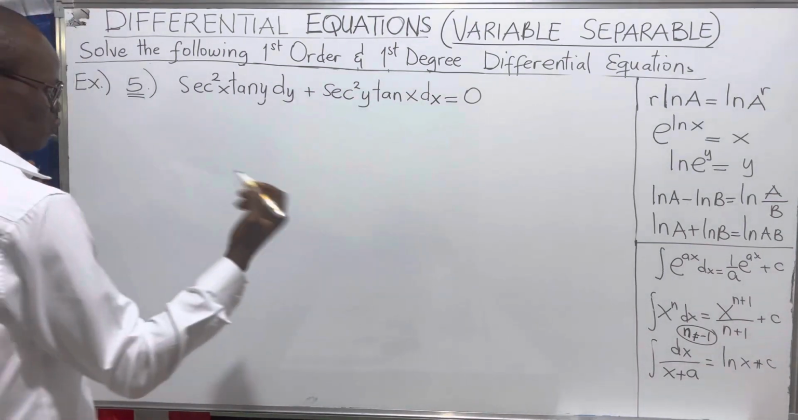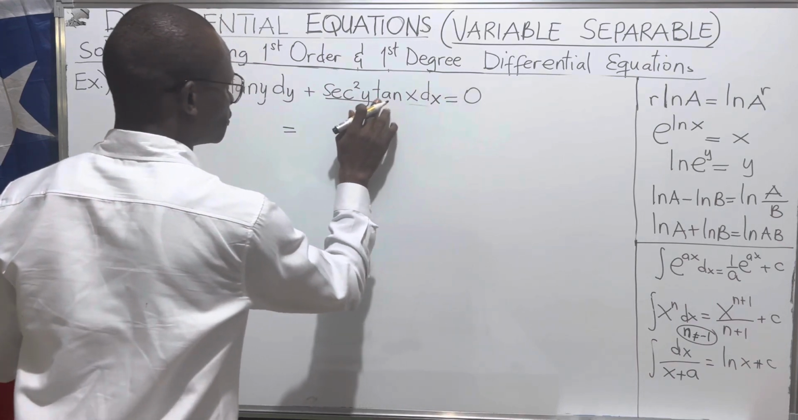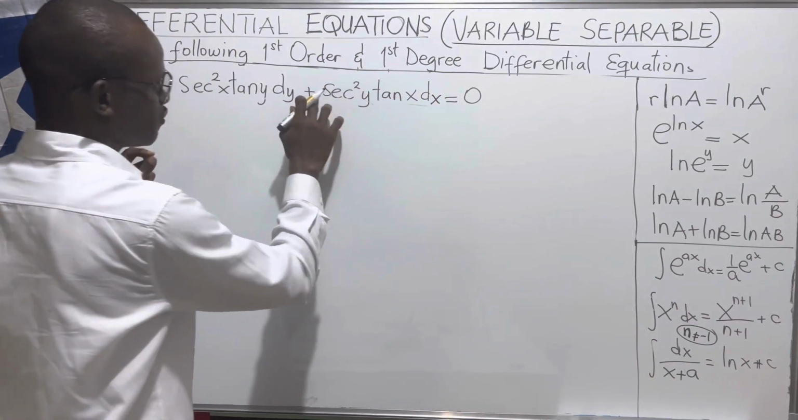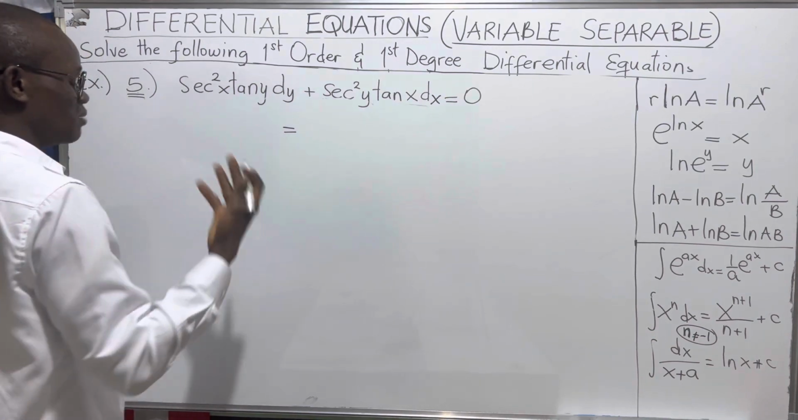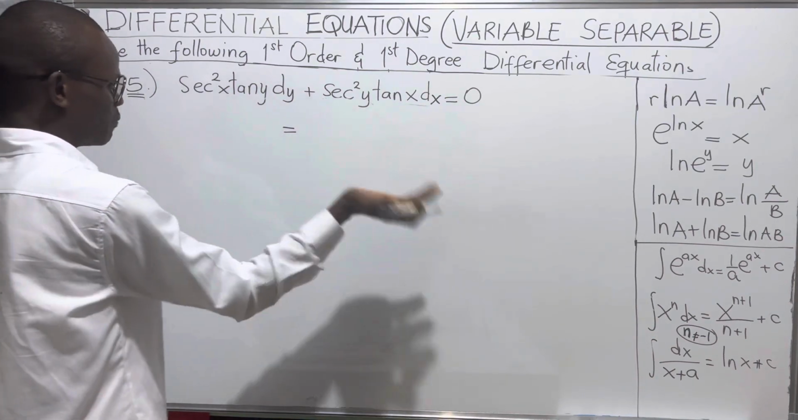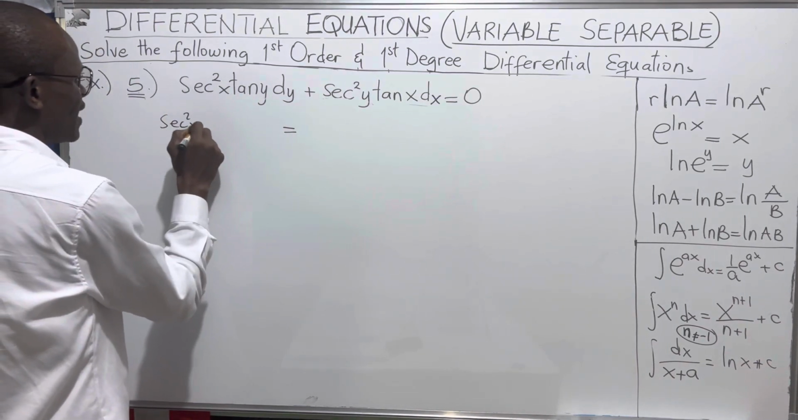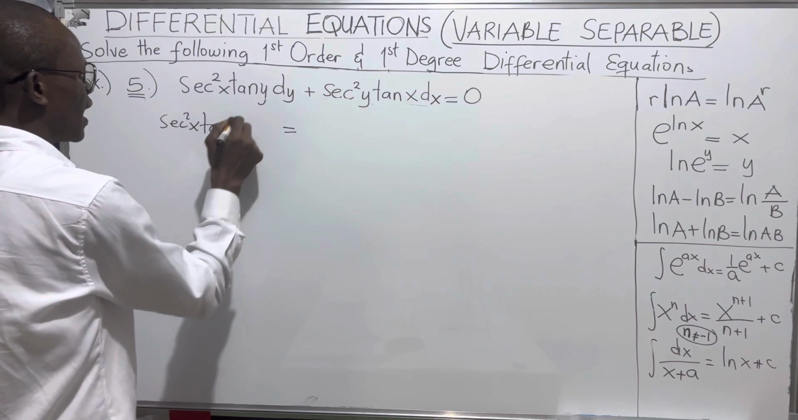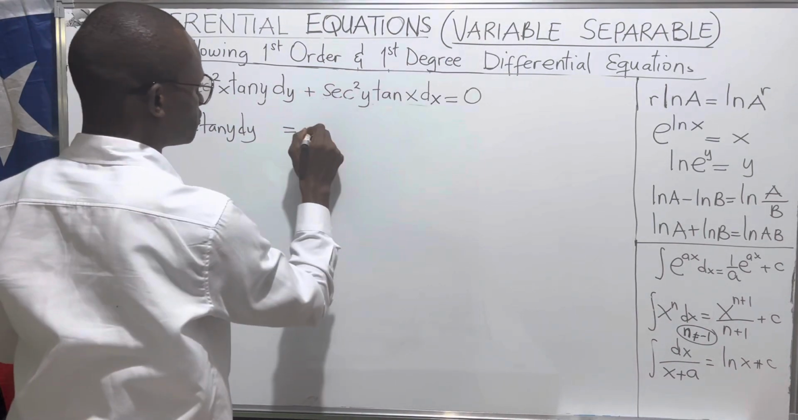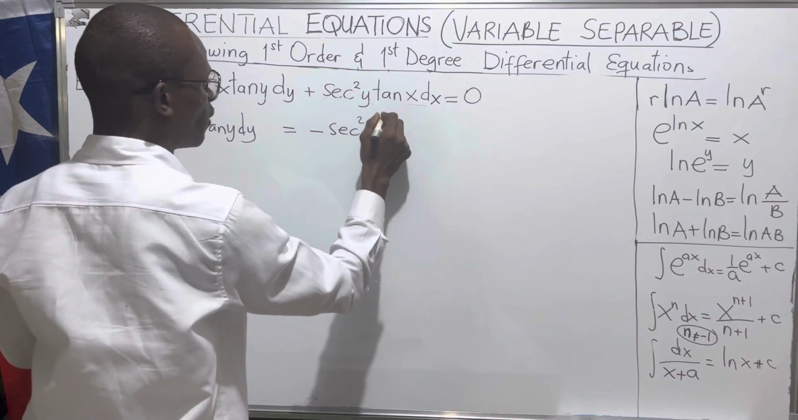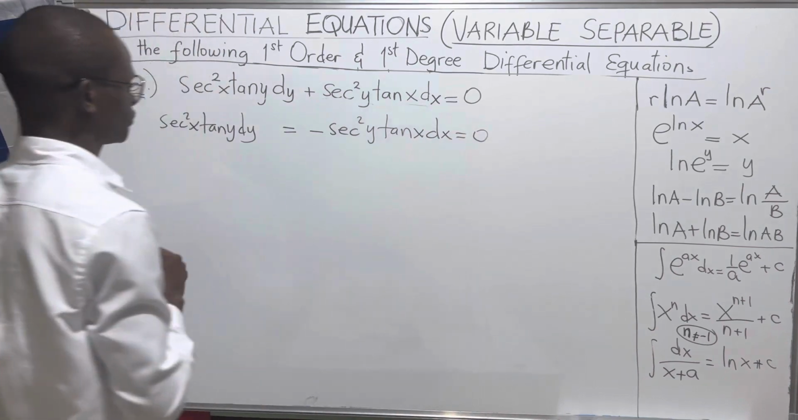So let's go. Again, we want to separate the variables. Since we know that y is the name of the function, we always want to have y on the left hand side of the equation, so that it makes some sense, though it can appear on any side. So we have secant square x tangent of y dy, and then we send this term across, it becomes negative secant square y tangent of x dx is equal to 0.